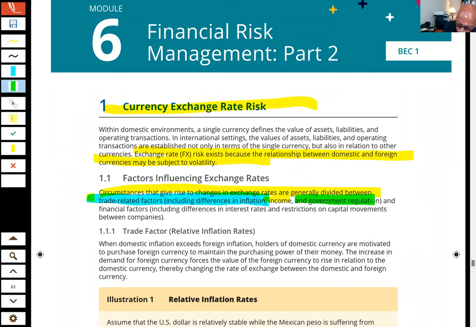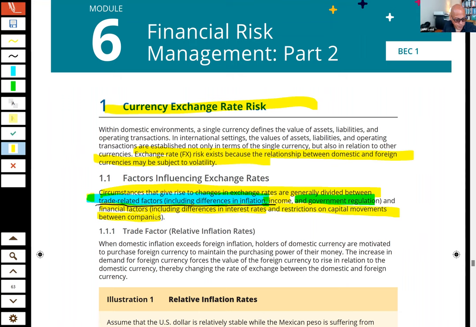Those are all considered trade-related factors, so why don't you flashcard those as trade. Oh, you know what? You don't have to flashcard it here. There's another place I'm going to have you flashcard it, okay? But those are trade-related factors. And then financial factors include differences in interest rates and restriction on capital movements between companies.